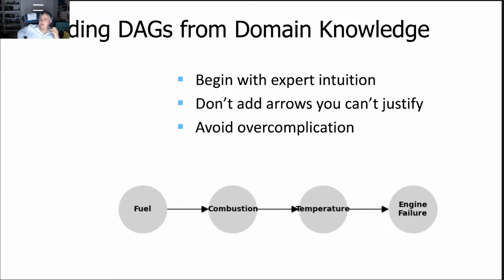DAGs are built from domain knowledge. For example, in an engine system, we have a fuel that influences the combustion. Combustion influences the power output, which can influence the temperature, which can, if uncontrolled, lead to engine failure. What is, however, important is that when you create your DAG, you begin with your intuition, because this will allow you to construct these relationships.